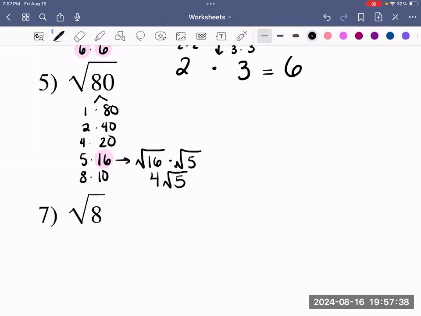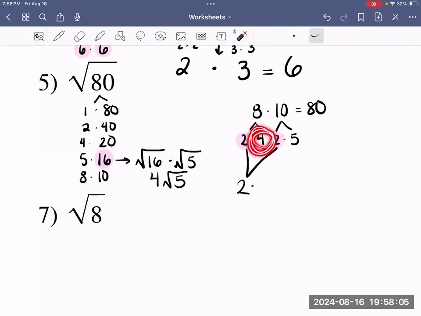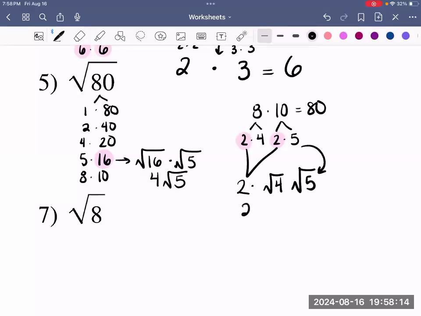Now let's say you knew, okay, the first thing that popped into my head was 8 times 10 is equal to 80, right? Well, what do you know about 8? Well, 8 can be made up of 2 and 4, and 10 is also 2 and 5. Well, you have your pairs here, so that can come out and make a 2 on the outside, but you also have this 4, right? What's the square root of 4? And the square root of 5. Well, the square root of 4 is 2, and the square root of 5 has to remain. So you're back to 4 root 5.